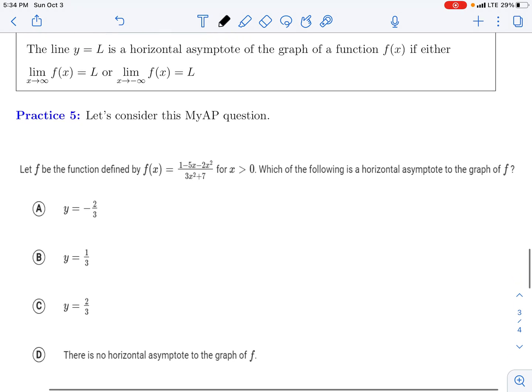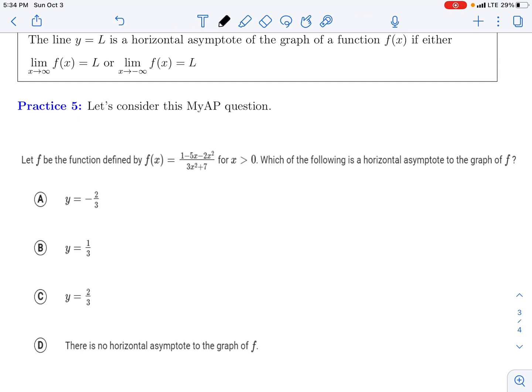So let f be the function defined by f of x equals 1 minus 5x minus 2x squared over 3x squared plus 7 for x greater than 0. Which of the following is a horizontal asymptote for the graph of the function f? Okay, so we know how to find that using pre-calculus, looking at the degrees of the numerator and denominator. Hopefully you see that their degrees are the same. So now I'm looking at this negative 2x squared and this 3x squared here. So I know that y is going to be equal to negative 2/3. And so this would be my horizontal asymptote.